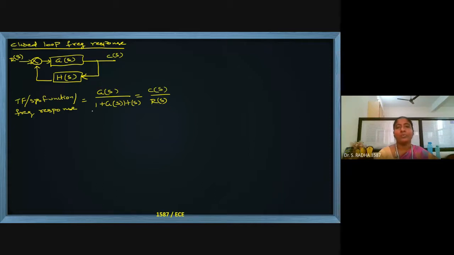Now, if you put S equal to j omega, what happens? G of j omega divided by 1 plus G of j omega H of j omega. When you put S equal to j omega, it is called Bode form. In Bode plot, we have seen that this is the frequency response.